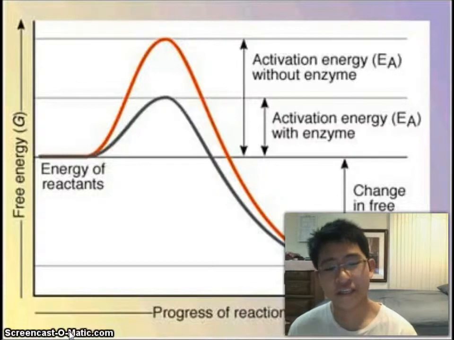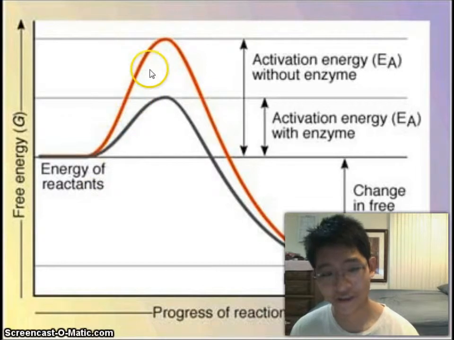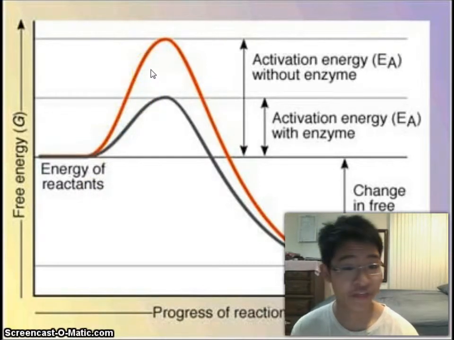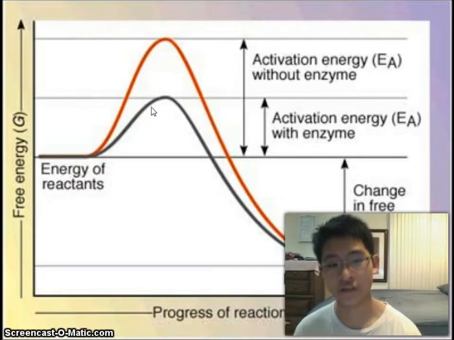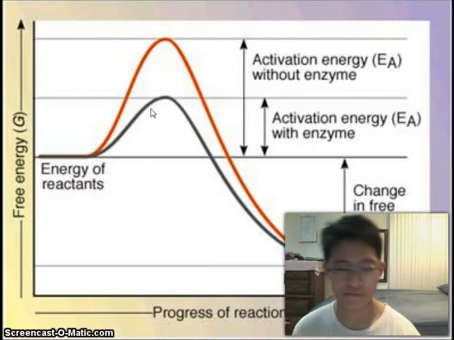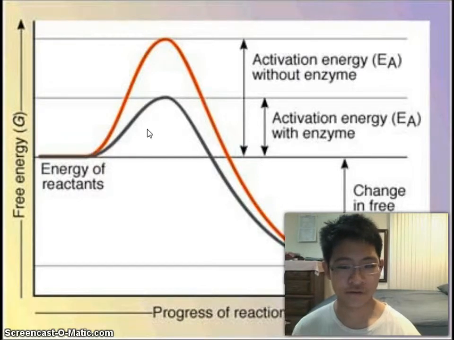So, as you can see here in this graph, an activation energy without an enzyme would be much higher, but with an enzyme would be much lower. So this causes two things. One, the reaction would be much quicker, because since there's less energy, there is a quicker process to it. The second thing is that since there is less energy used, the amount of energy lost is less also, so it conserves energy quite well.